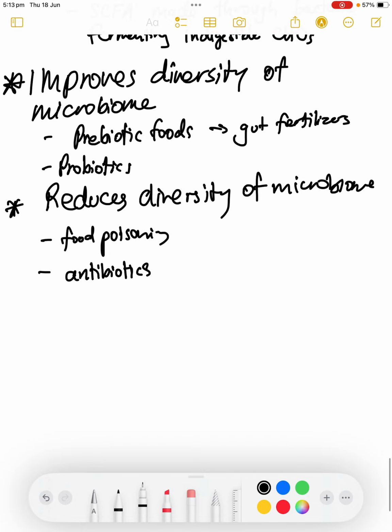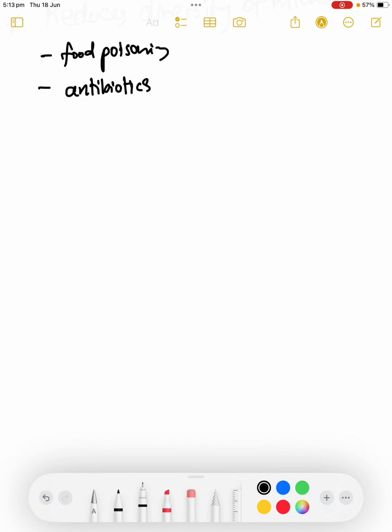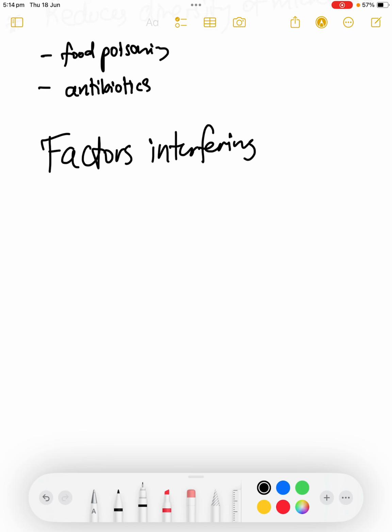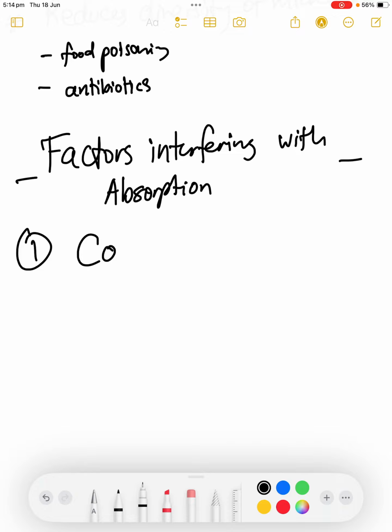Now, I'll explain. I want you to write as we go along. But this last little couple bits that we're going to talk about are factors interfering with digestion or absorption. Okay. Number one is celiac disease.